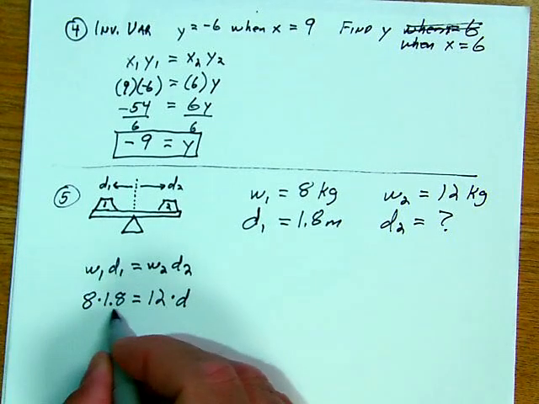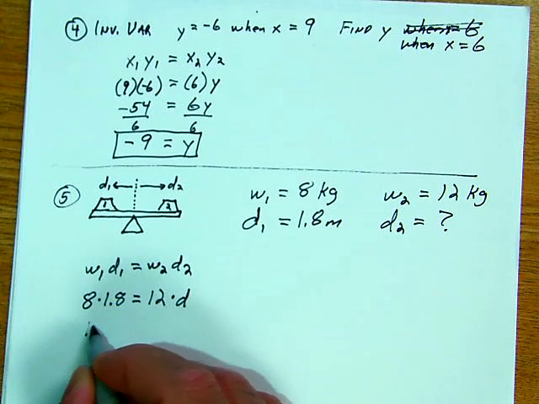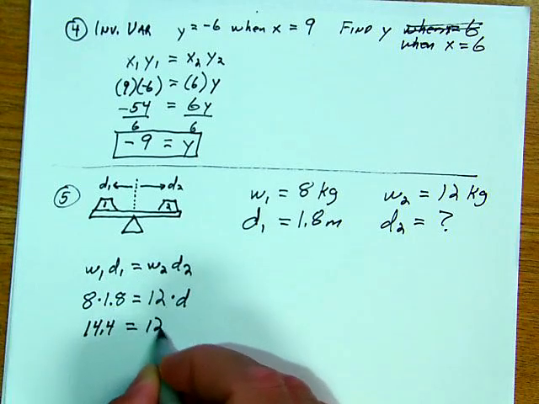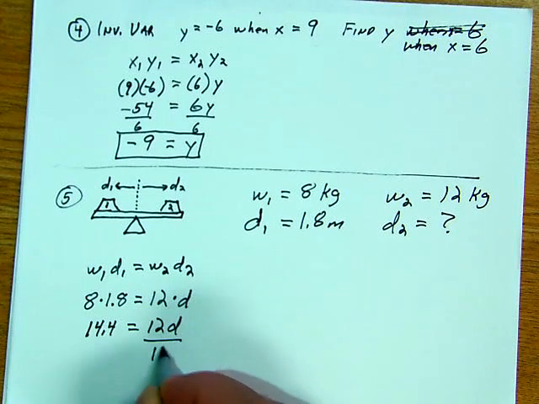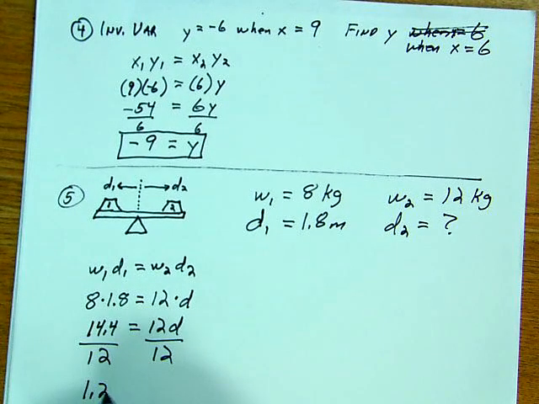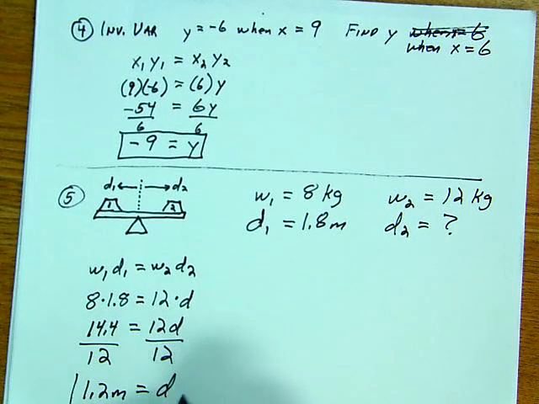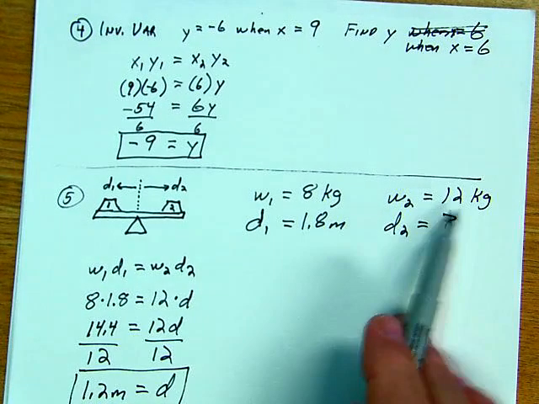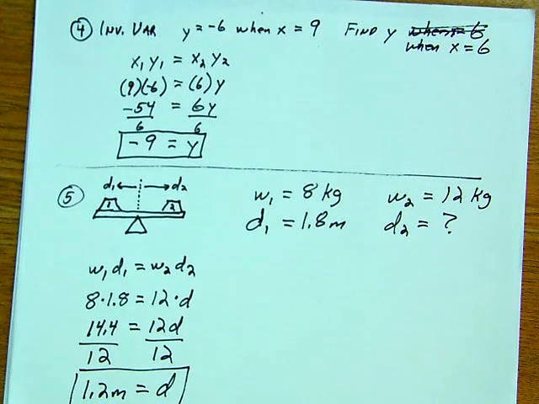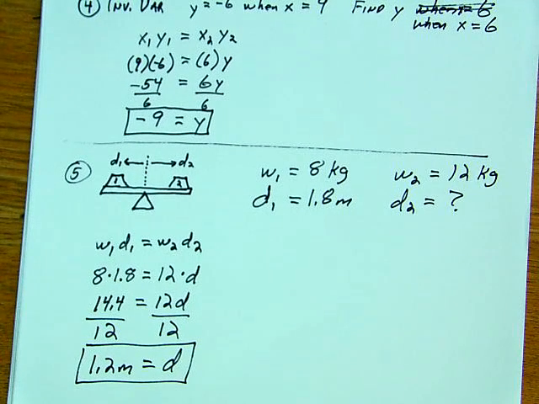So 1.8 times 8 is 14.4 equals 12D. Divide both sides by 12. And I get 1.2 meters as the distance that I need to put weight 2 away from the fulcrum in order to have a balanced fulcrum. Okay.